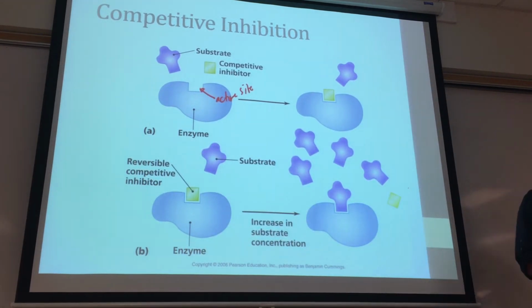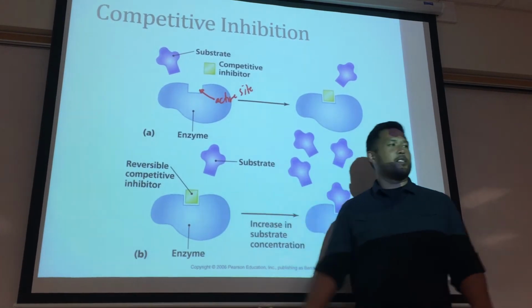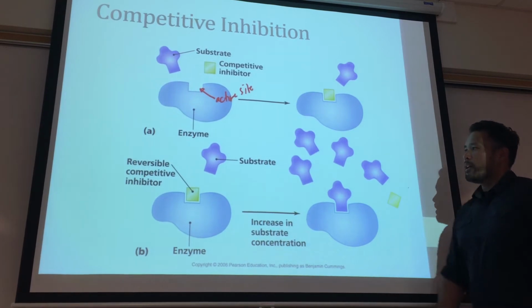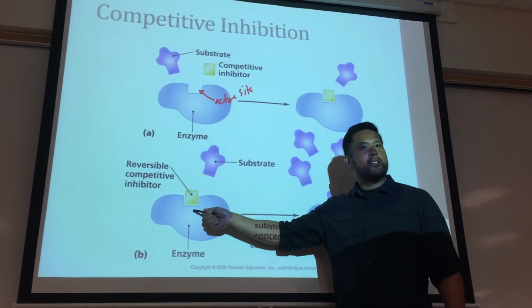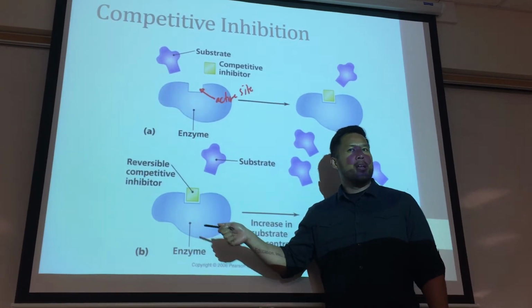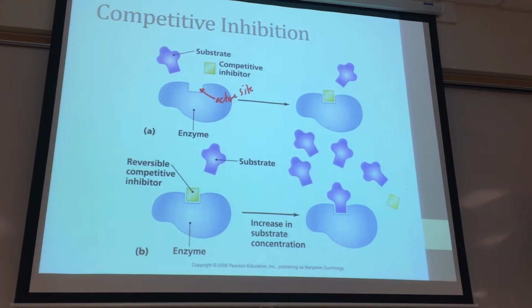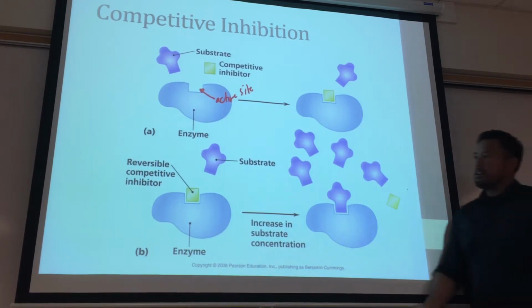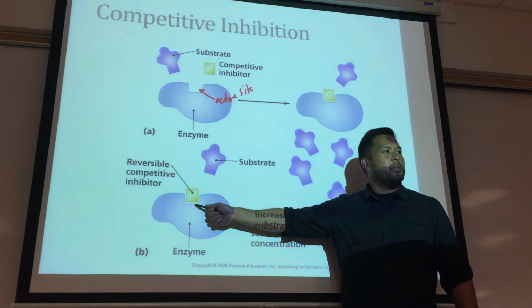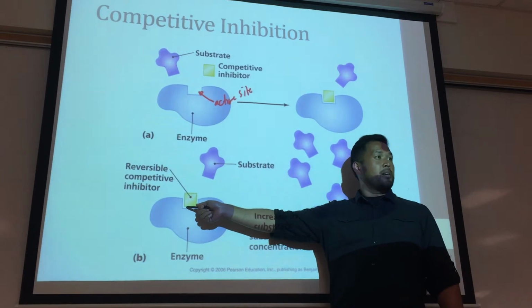Now, a reversible competitive inhibitor still competes for the active site, but it's reversible. Pretty self-explanatory. So it may bind sometimes, and in that case, if it does bind, it prevents a substrate from binding. But if we were to use this example earlier, a bunch of men, women, baby, and I threw that enzyme in there, the amount of competition that takes place is dependent on how much reversible competitive inhibitor I have.